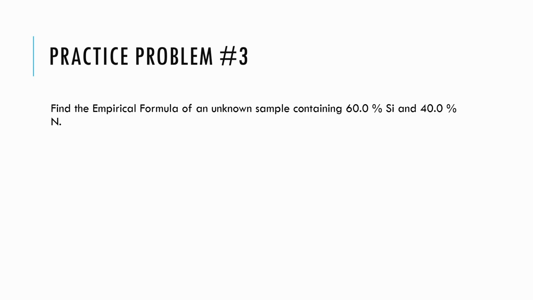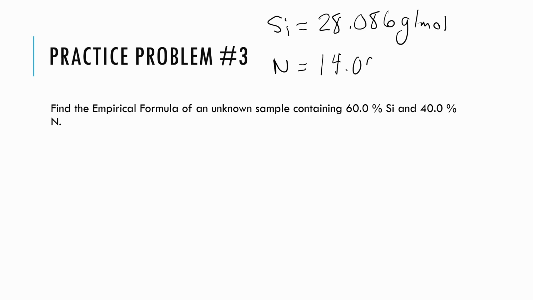We're going to do one last one here, and this is a little bit simpler than the other one. This just has 2 elements. We have silicon and we have nitrogen. And so just like before, just to keep it a little bit clean, I am going to put the molar masses up here. Silicon is 28.086 grams per mole, and nitrogen is 14.007 grams per mole. Just like before, we're going to assume 100 grams.